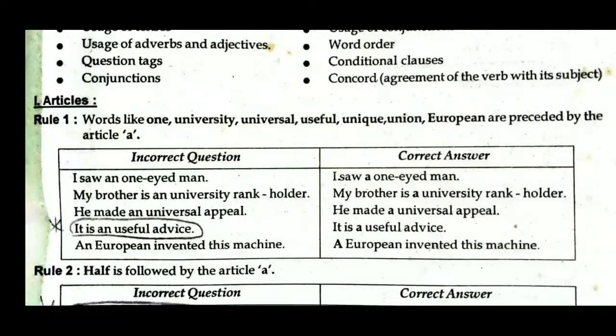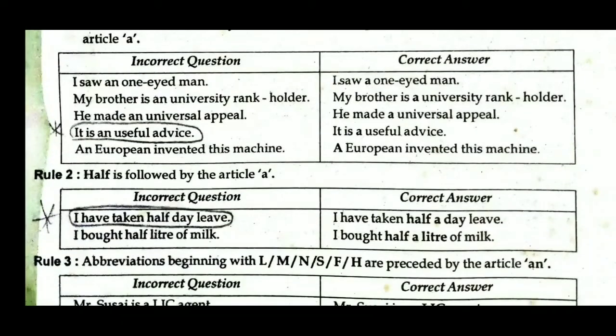Next we'll see half is followed by the article a. The word half should be followed by the article a. For example, I have taken half day leave. That is incorrect. The correct answer is I have taken half a day leave. Half should be followed by a. I bought half liter of milk is incorrect. I bought half a liter of milk.